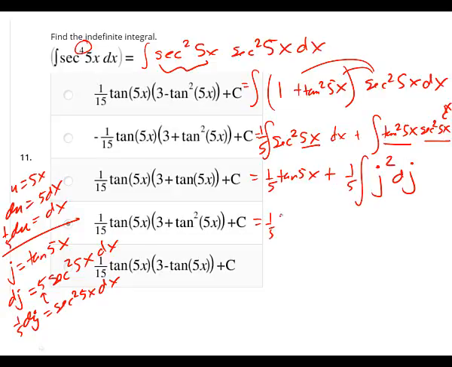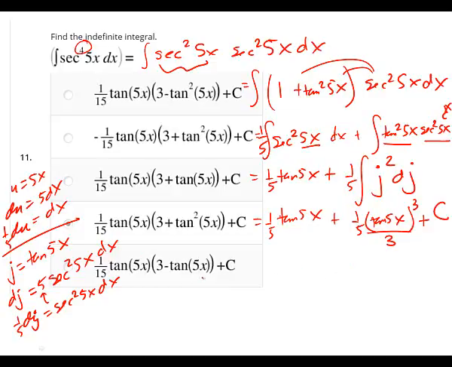So I have 1/5 times the tangent of 5x plus 1/5. When I integrate j squared, what do we get? j cubed over 3 plus c. And then instead of j, I'm going to write down the tangent of 5x.